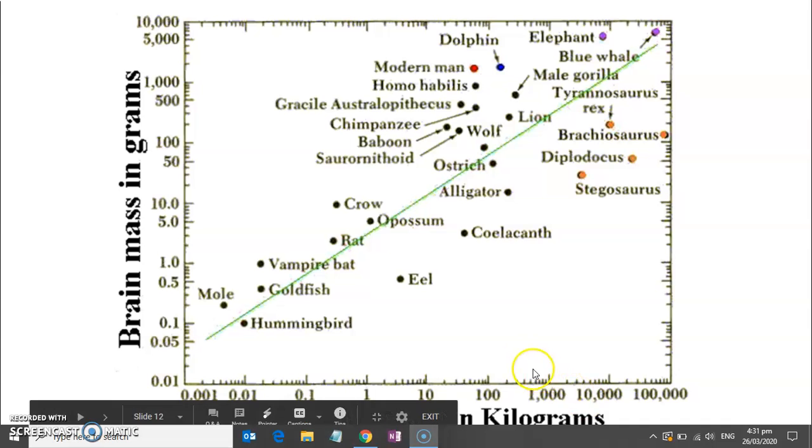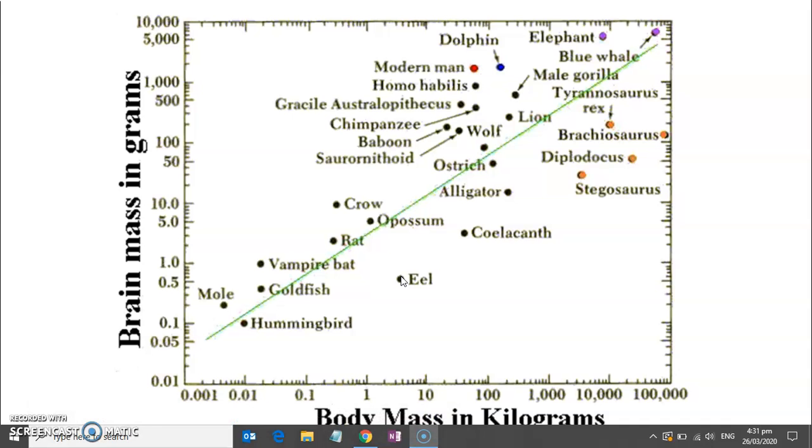So if you have a look here, you can see that an eel has roughly 10 times the body mass of a rat. But a coelacanth, which is the same horizontal distance away to the right, it's not 20 times bigger than an eel, but 100 times. So this is just an example of how looking at a graph, it's really important that you can interpret that correctly.